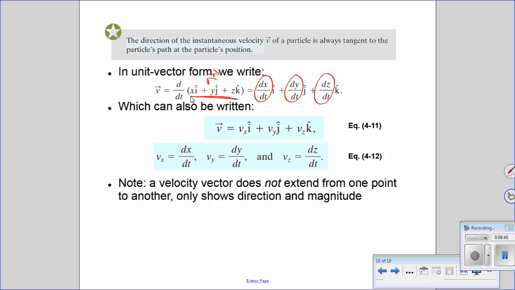So here's how it's usually written. Your velocity is equal to an x component, which measures how quickly you're moving along the x-axis, a y component, which measures how quickly you're moving on the vertical axis, and then a z velocity, which measures how fast you're moving out of the board, or out of your paper, along your z-axis.